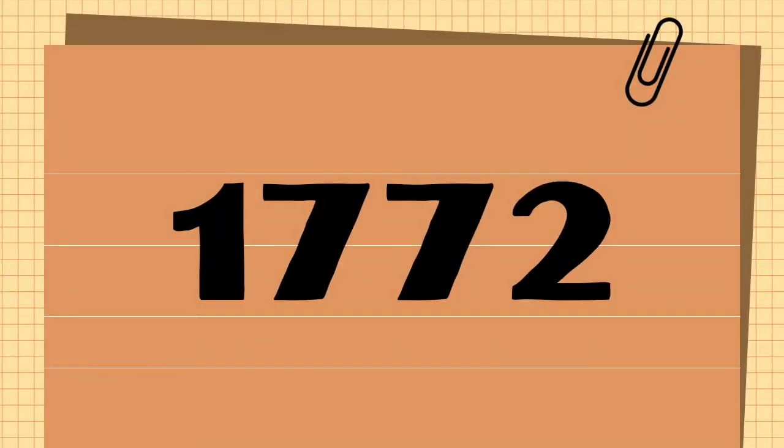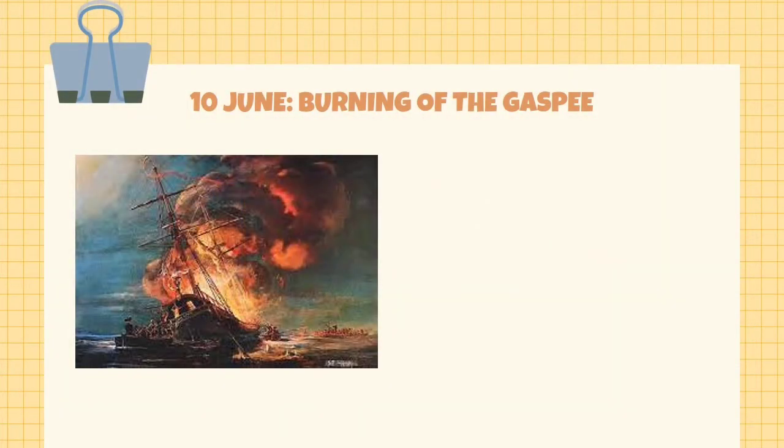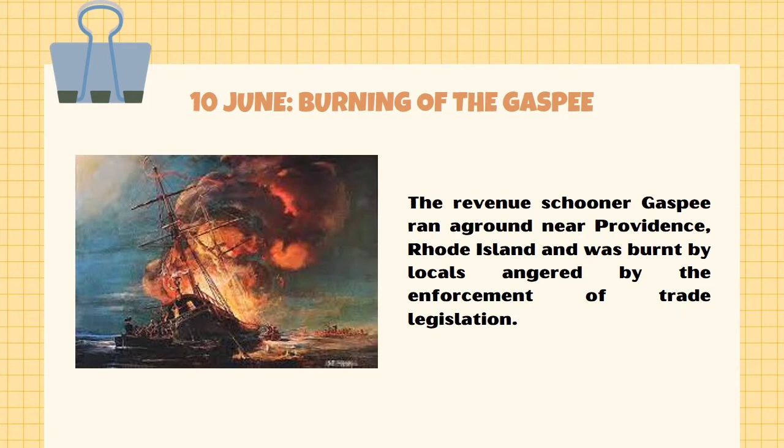Here's what happened in the year 1772. In June 10, burning of the Gaspee. William Duddingston was sent by King George III to Rhode Island waters in March of 1772 to enforce the maritime trade laws and prevent smuggling. Near daylight on June 10, the Rhode Islanders set fire to the Gaspee, burning her to the waterline, whereupon her powder magazine exploded.